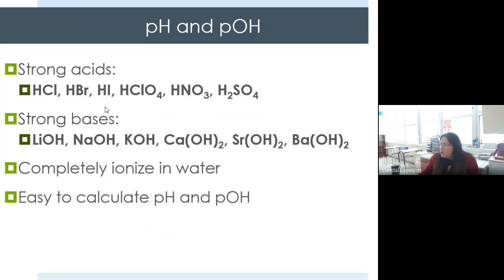All right, so strong acids and strong bases. They wanted you to list this, so I'll give you a second to write these down.